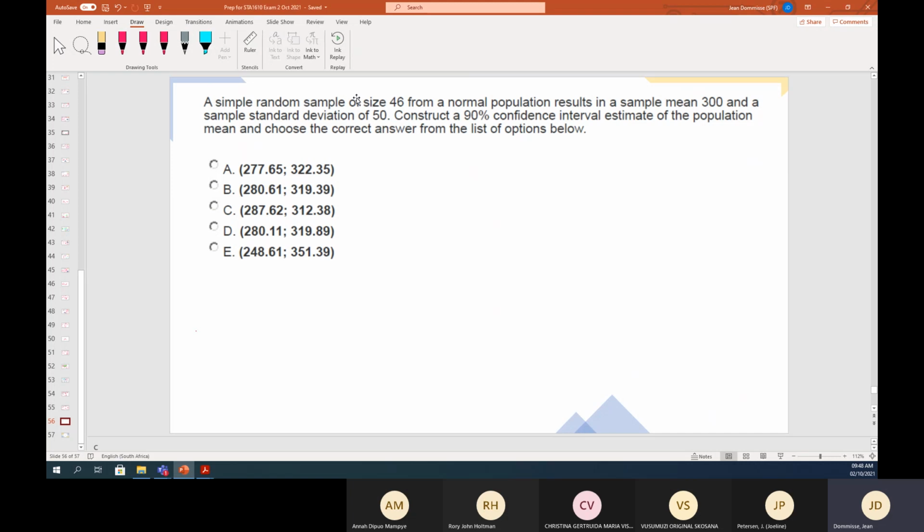A simple random sample of size 46 from a normal population results in a sample mean of 300 and a sample standard deviation. So that already tells me I'm working with a T. This one is actually quite not straightforward. We still need to know what we're working with. And the confidence interval is different.